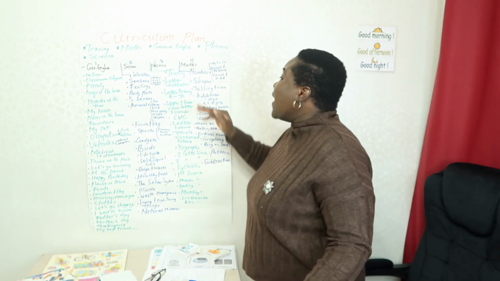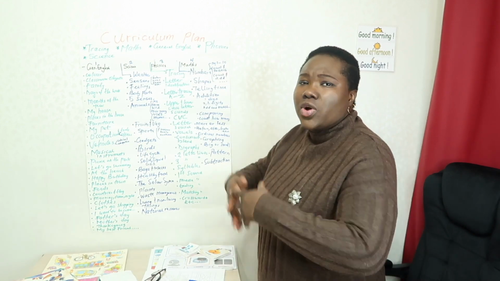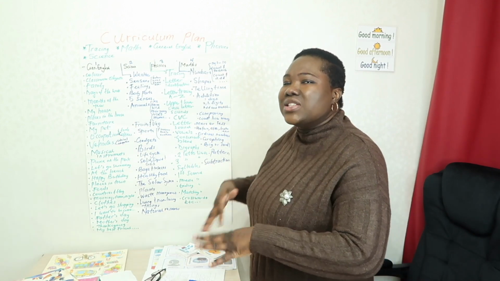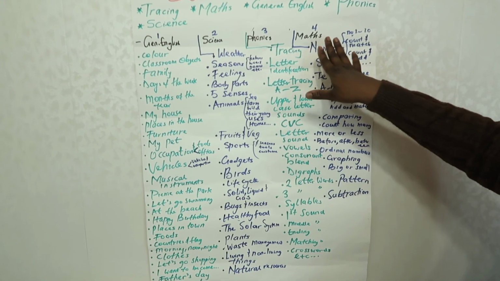Math. Under math, we have numbers. Numbers 1 to 10, depending on your kid, maybe 1 to 20. You take it gradually, using different techniques, which I will be talking about with teaching. I'll be showing all this as time goes on.